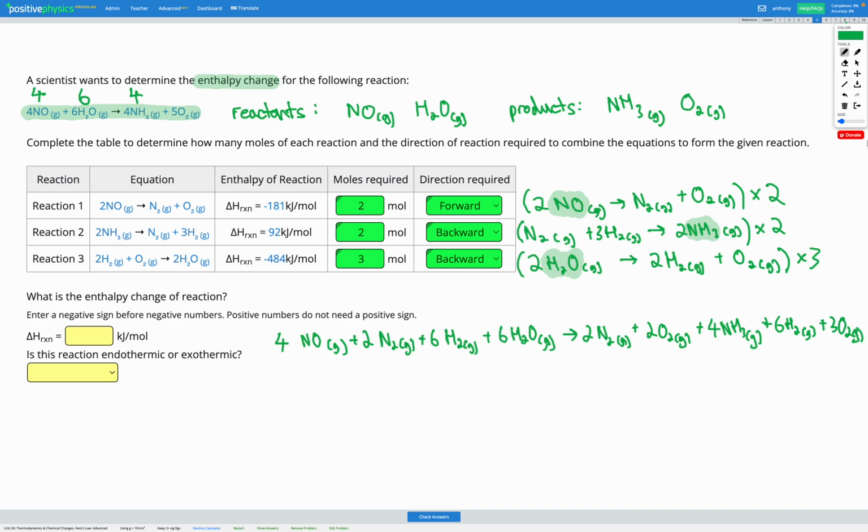Okay, so now we need to see if there's anything that needs to be cancelled out. On our left-hand side, we've got 2 N2s here. We also have 2 N2s here on the right-hand side. So those are going to cancel out. We can also see we've got 6 H2s here and 6 H2s here. That appears on the left and the right, in both the reactants and the products. So again, that will get cancelled out. And then on the right-hand side, we've got 2 O2 and we've got 3 O2. So those can be combined together to make 5 O2.